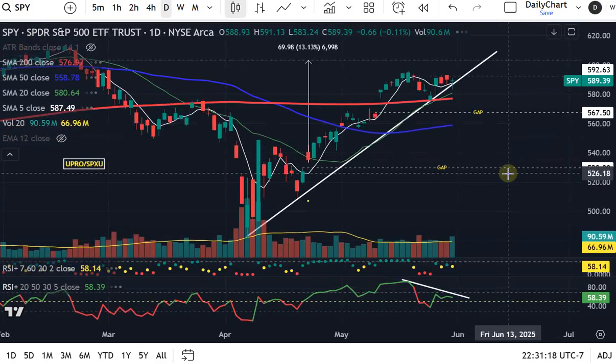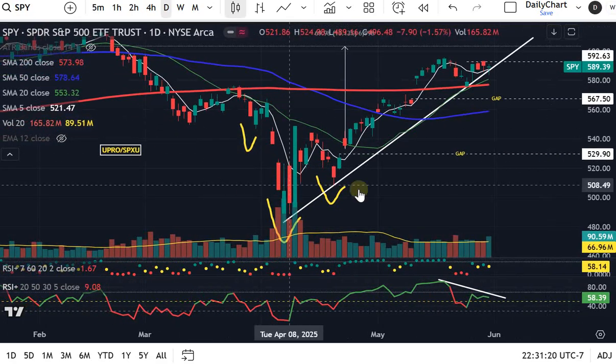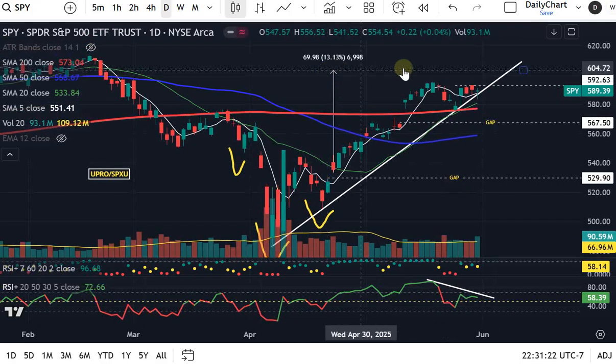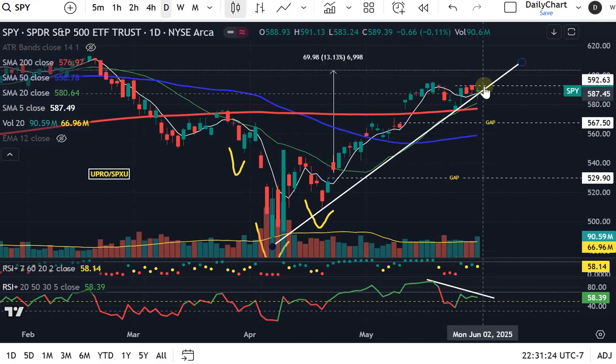Going over to the SPY, we have the head and shoulders. Here's our price target up here. Still hasn't reached it. It has that upward trend line, and it is right on it, as well as the 5-day moving average. So it still has the potential to continue up and tag the 5-day moving average here.